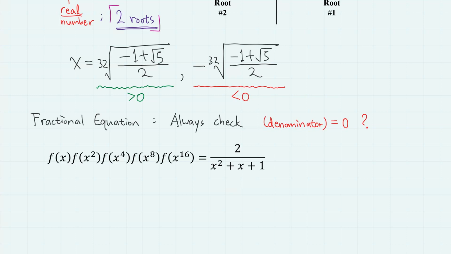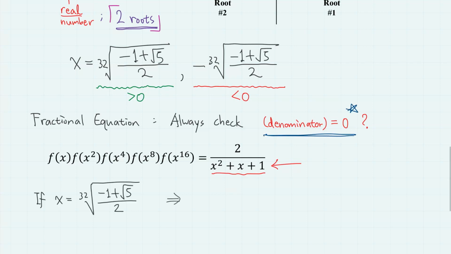Well, we are not done yet. Since the given equation is a fractional equation, we have to make sure that the obtained roots do not make the denominator 0. So let's start with the positive real root. If x has this value, then x squared plus x plus 1 is obviously positive, so it is non-zero.